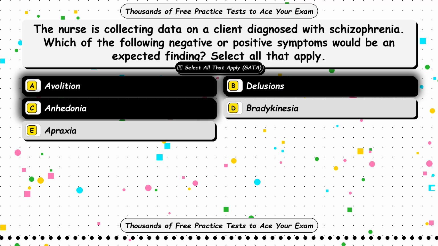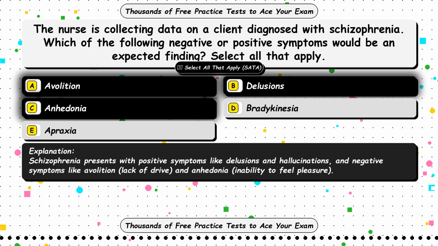The correct answers are options A and B and C. Avolition, delusions, anhedonia. Schizophrenia presents with positive symptoms like delusions and hallucinations, and negative symptoms like avolition, lack of drive, and anhedonia, inability to feel pleasure.